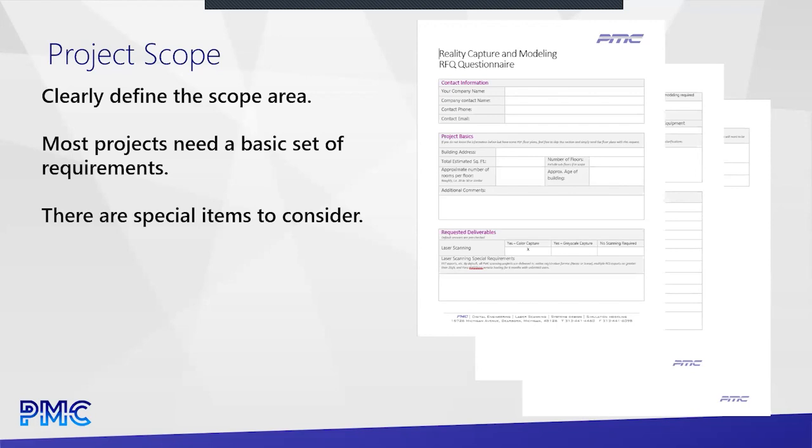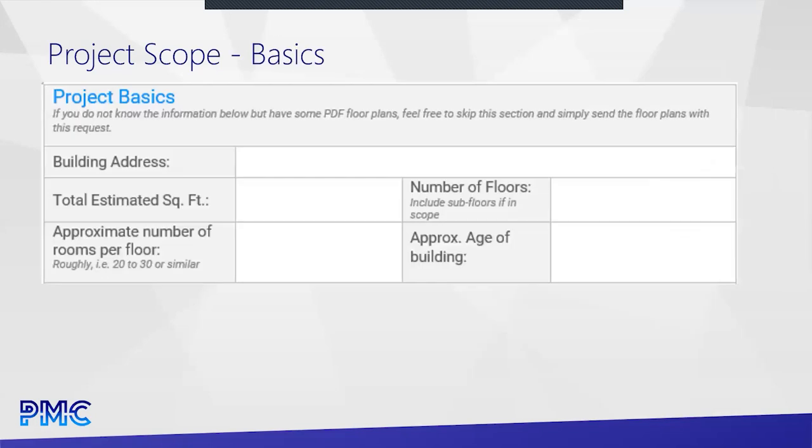And obviously I'm talking about us, but this is the same for any supplier that's out there. And then there's a few special things to consider that we'll talk about here in a minute. So like the absolute basics, let's say you have no floor plans at all. You just have nothing. So we're going to need the building address, and we can look that up in Google Earth and we can even figure out the square footage roughly.